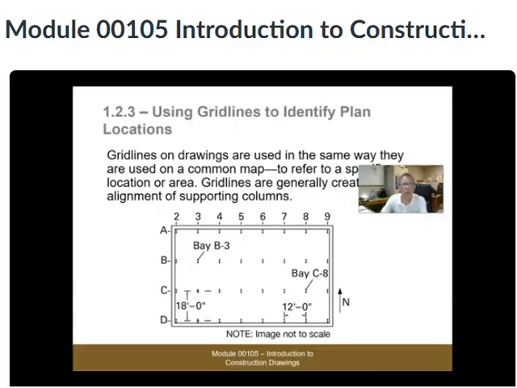And then if we have large open areas, we can use grid lines to identify plans, kind of like a map. It says grid lines on drawings are used in the same way that they are used on a common map, to refer to a specific location or area. Grid lines are generally created by the alignment of supporting columns.